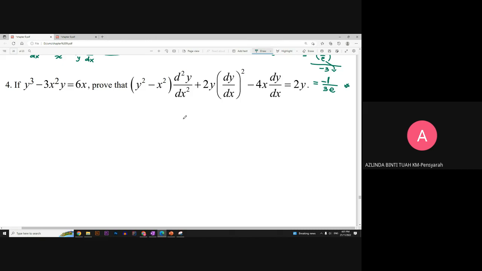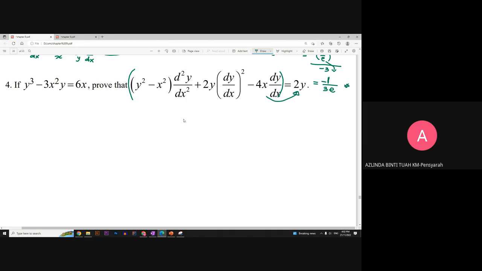untuk start. Let's say I'm going to start from left hand side. Selalunya kita akan start dengan left hand side. Let's say I write the left hand side dulu. Kemudian I put what is the y squared, what is the second derivative, what is the dy dx, masukkan. And then simplify. Last kali mesti dapat 2y. Kalau dapat 2y, maksudnya kamu berjaya jawab soalan tersebut. Proven.